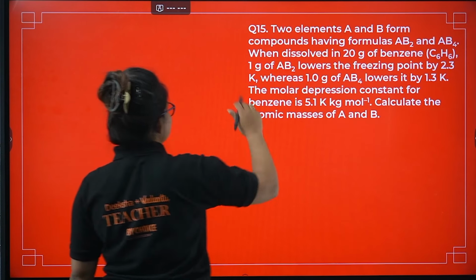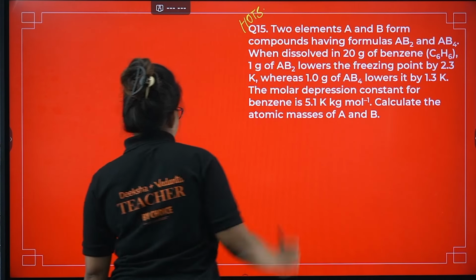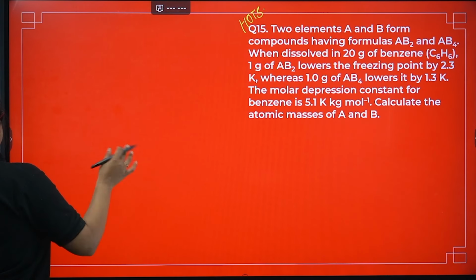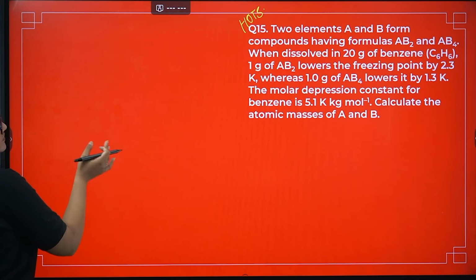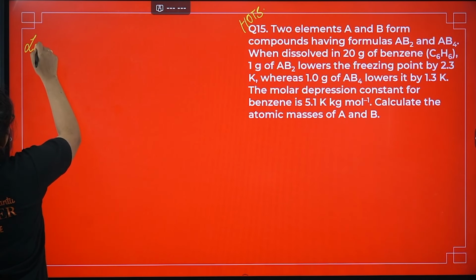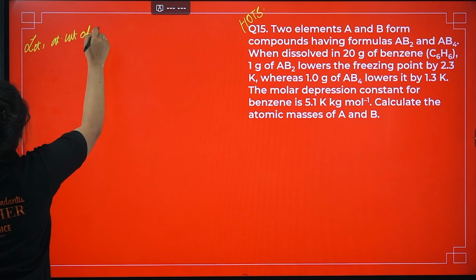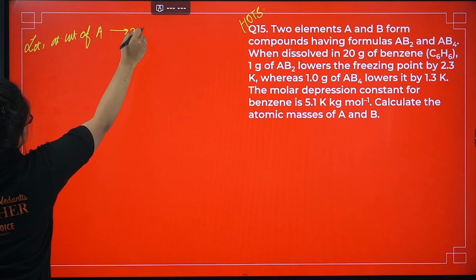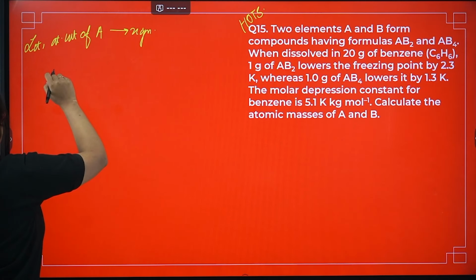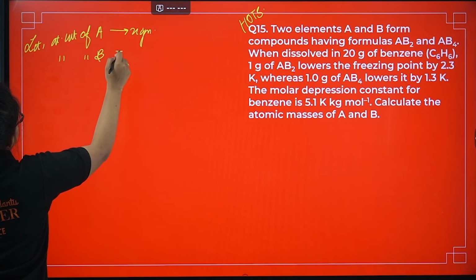Okay, this is a seriously tricky problem and it can be considered as HOTS. So yeah, let's go ahead. We will assume something. Let the atomic weight of A be x gram, and for atomic weight of B, let it be y.